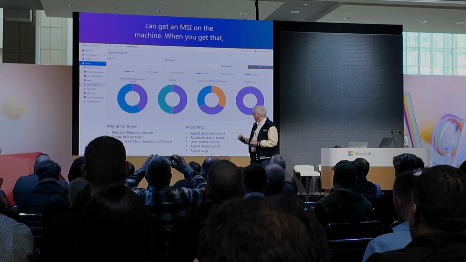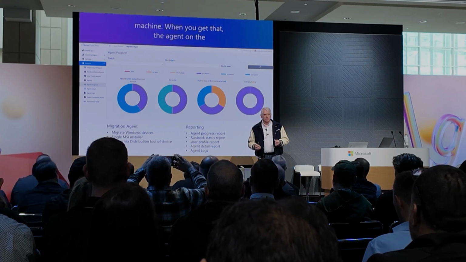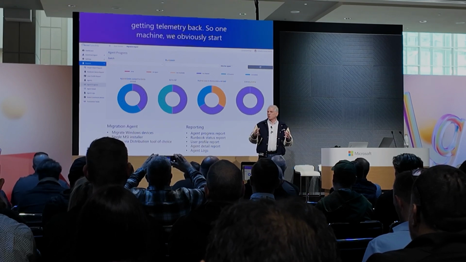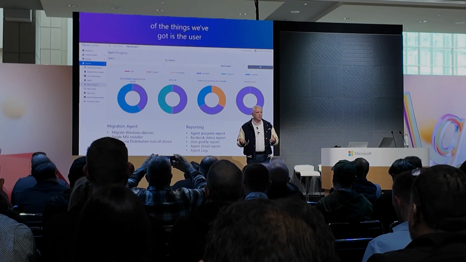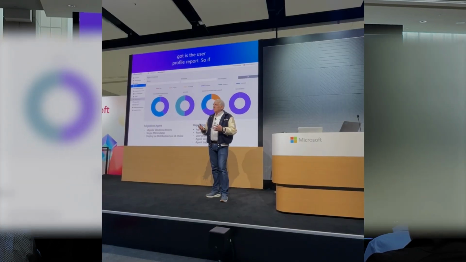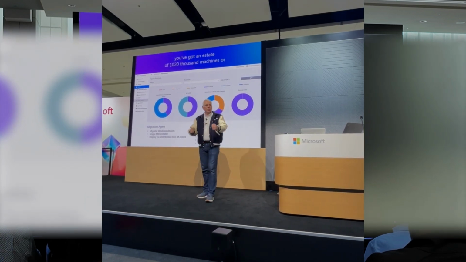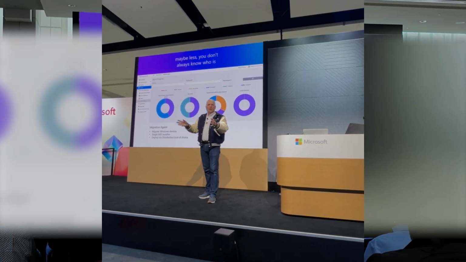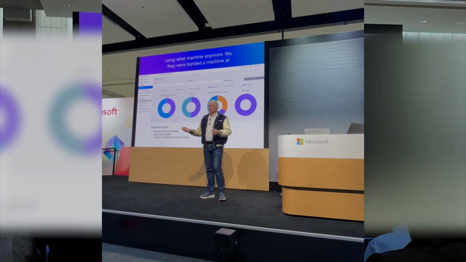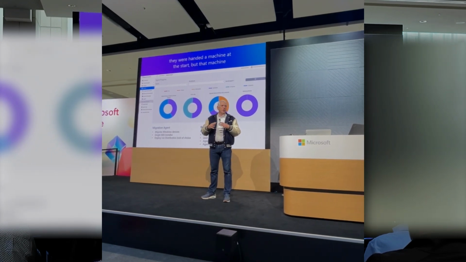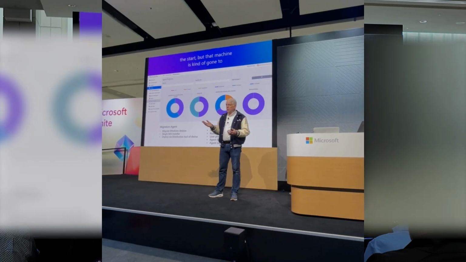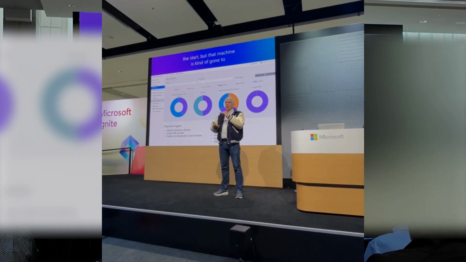So one of the things we've got is the user profile report. If you've got an estate of 10, 20,000 machines, or maybe less, you don't always know who is using what machine anymore. They were handed a machine at the start, but that machine has gone to various users. So we harvest off the Windows profiles and tell you that information inside the console so you can correlate the two.